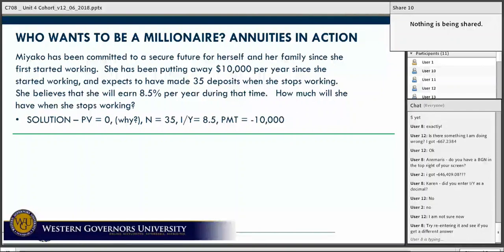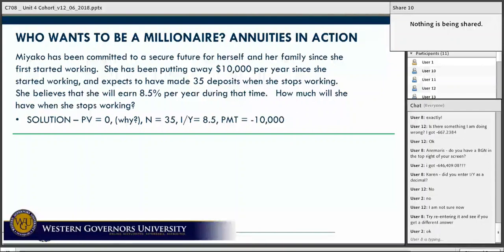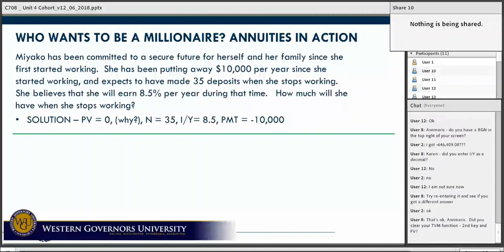Let's try this calculation. If you enter 0 as a present value. Now, why is the present value 0 in this case? Anybody have any idea why the present value would be 0?